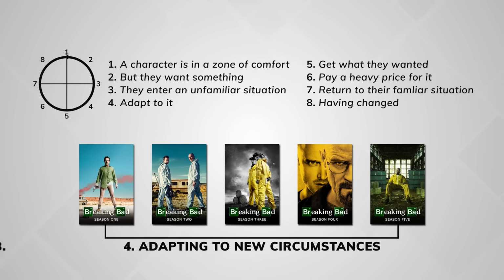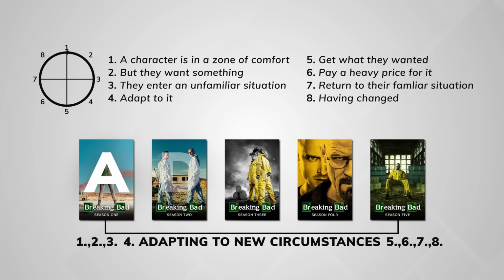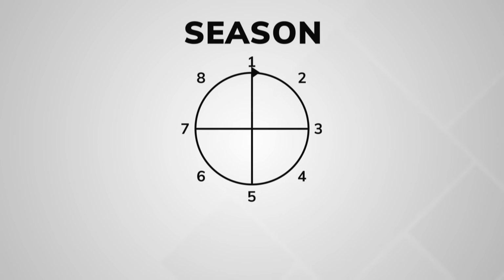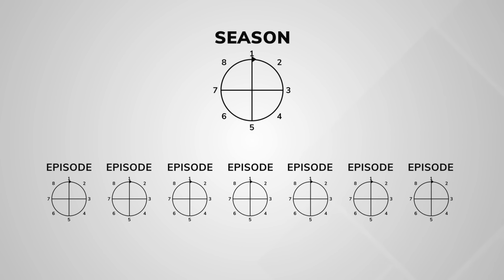So it looks something like this. The pilot episode gives you 1, 2, and 3. The series gives you 4, and the finale or final season gives you 5, 6, 7, and 8. So the series will run through a story circle, but will have an extremely long adapt phase. But remember, each season of your show and each episode are their own contained stories.